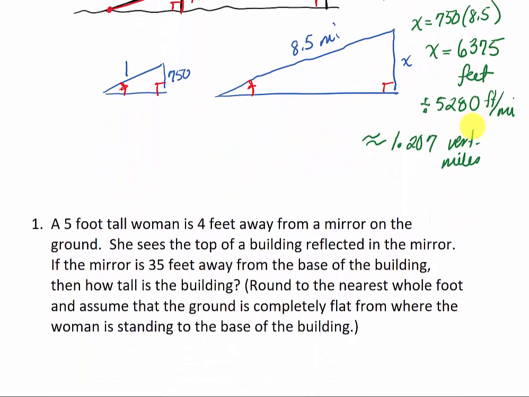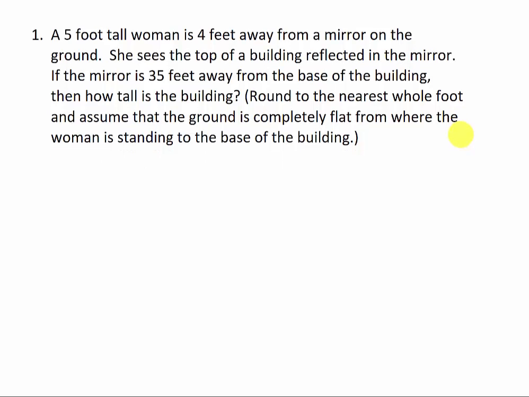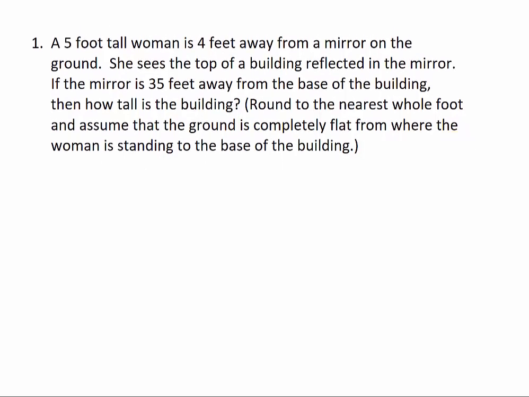This one is a mirror problem, and this is a common type of problem that you might see because when you have a mirror, the angle of reflection, okay, so for example, let's say you have a mirror on the ground, the angle at which light or a line of sight goes into the mirror is going to be exactly the same as the angle that that light or line of vision exits. So you're going to get congruence with those two angles.